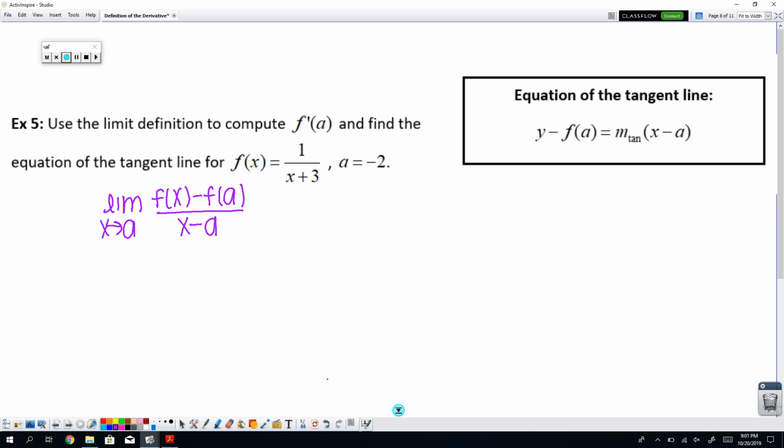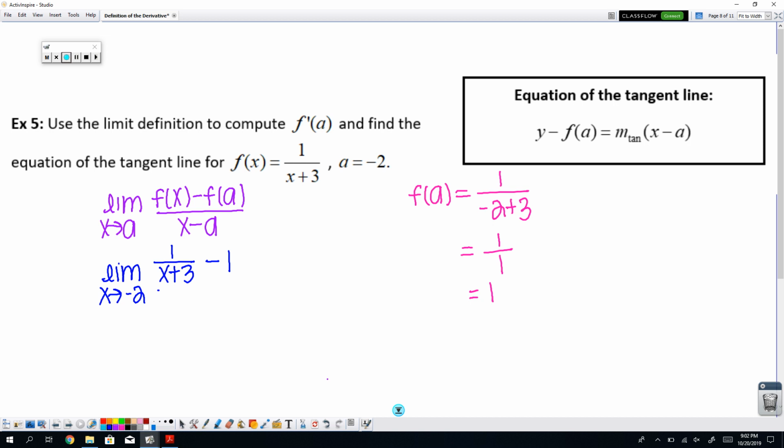Okay, now we'll go through and we'll just plug in what we have. So we should actually find out what f of a is. So f of a equals 1 over negative 2 plus 3, 1 over 1, which is just 1. Okay, great. Alright, so now we'll do the limit as x approaches negative 2 of 1 over x plus 3 minus 1 over x plus 2, because it's x minus negative 2.